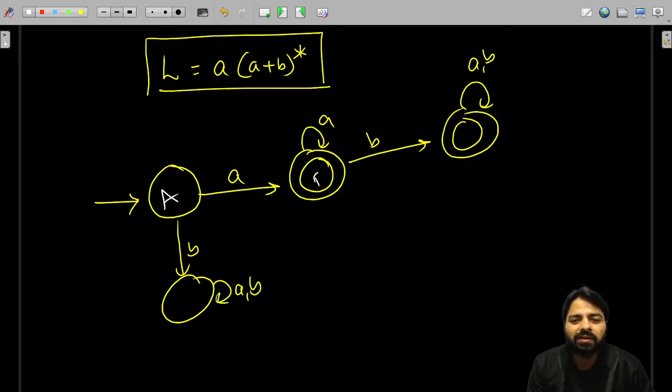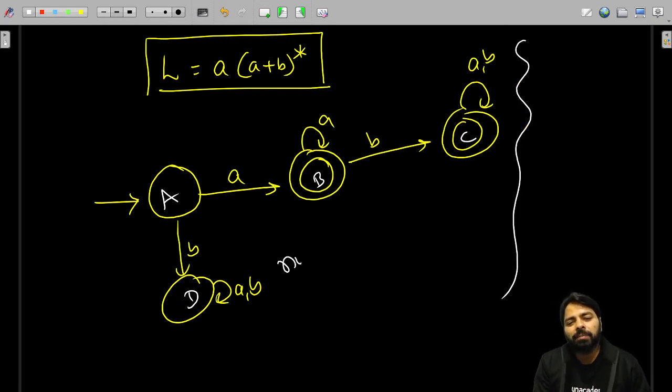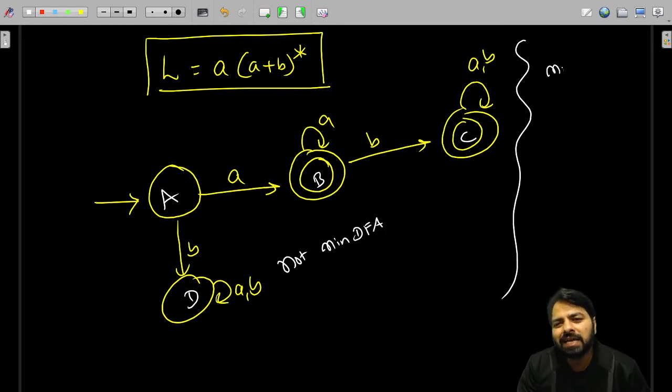Look at here. This has 4 states, but we don't say 4 equivalence classes, even though it starts with A. But another machine is there. This is not a minimum DFA.